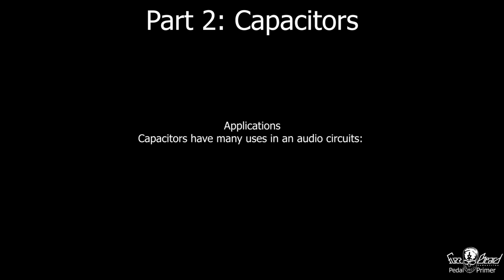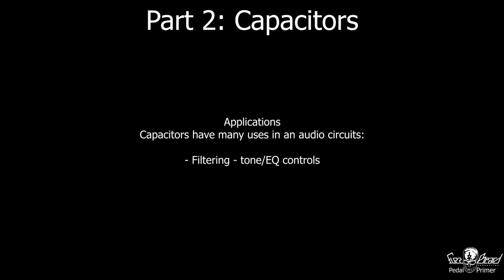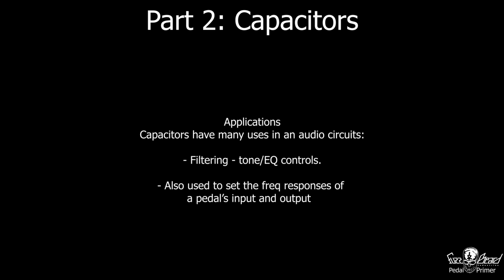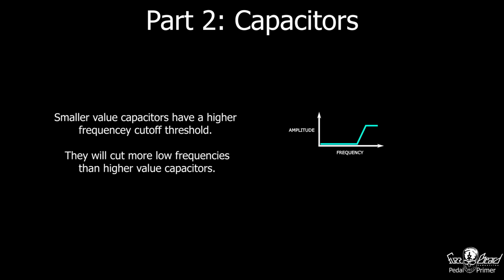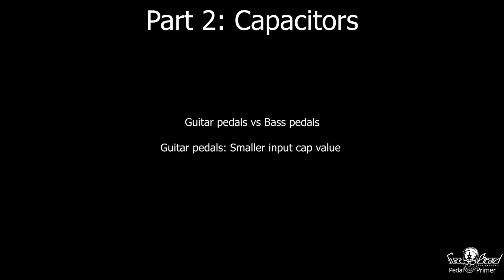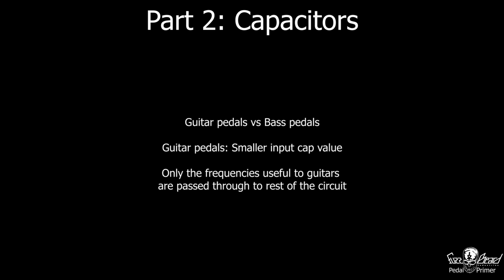Applications. Capacitors have many uses in audio circuits, some of the most common being filtering, e.g. as part of a tone control, also used to set the frequency response of a circuit at the input and output. Capacitors act as a high-pass filter, cutting frequencies below a certain threshold determined by the capacitor value. Smaller value caps have a higher threshold, whereas larger values will allow more low frequencies to pass and thus have a greater low-end response. So for example, a guitar pedal would have a relatively small input cap value to ensure that only the useful guitar frequencies would be allowed to pass through to the effect, whilst filtering out the unwanted lower frequencies that would otherwise make the sound too muddy.